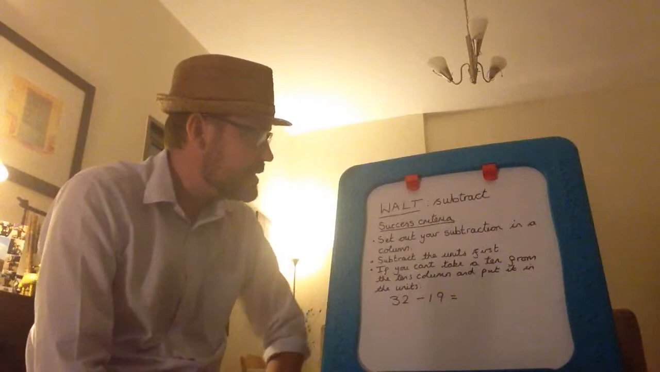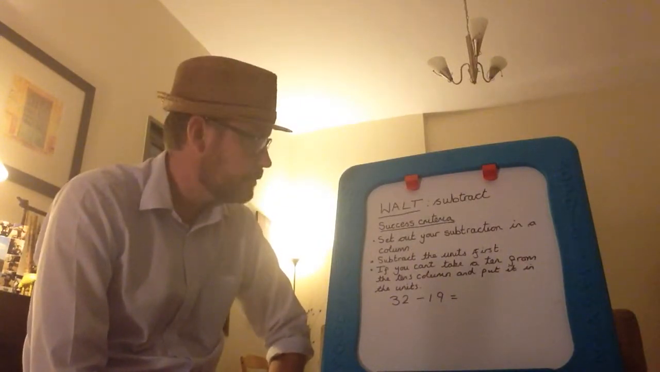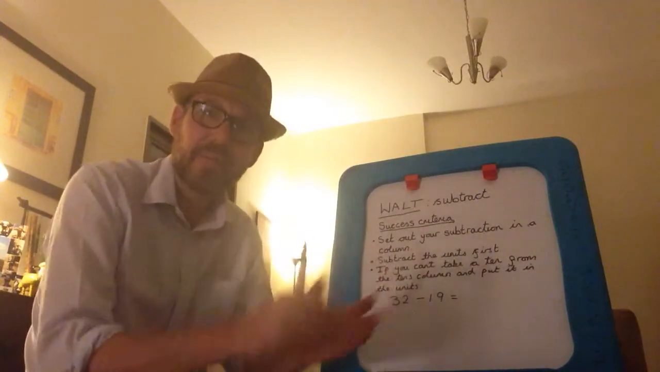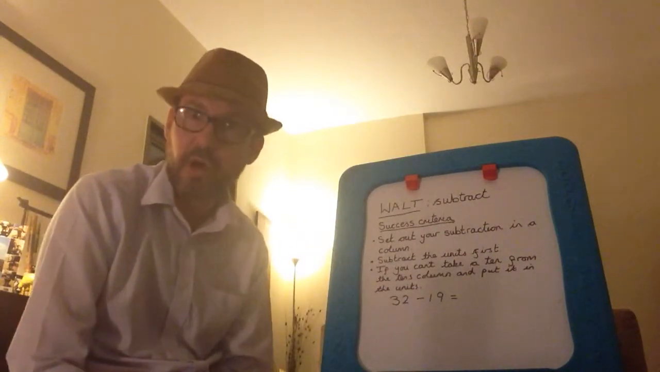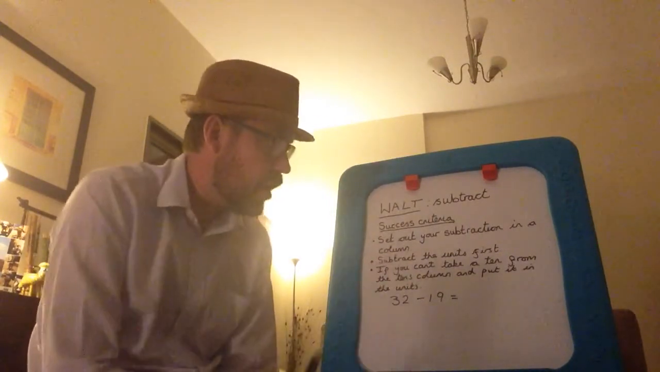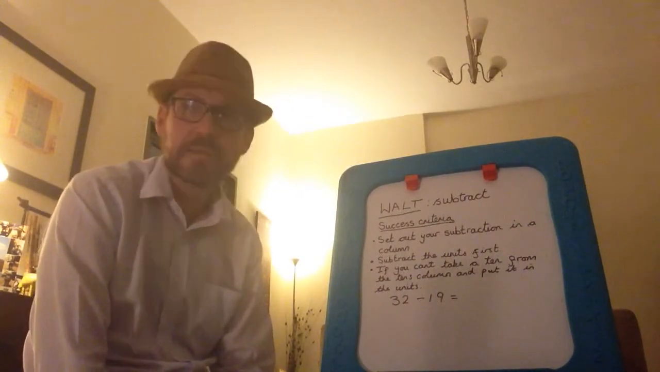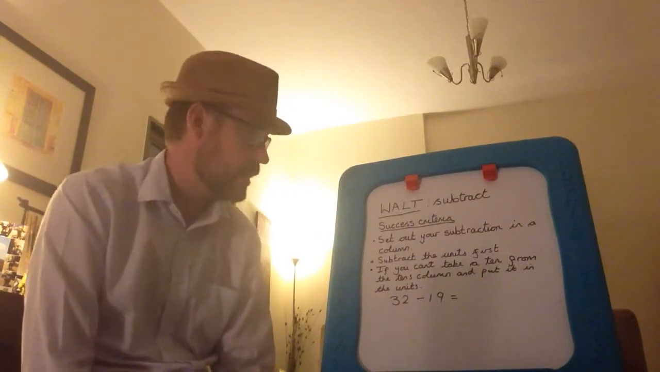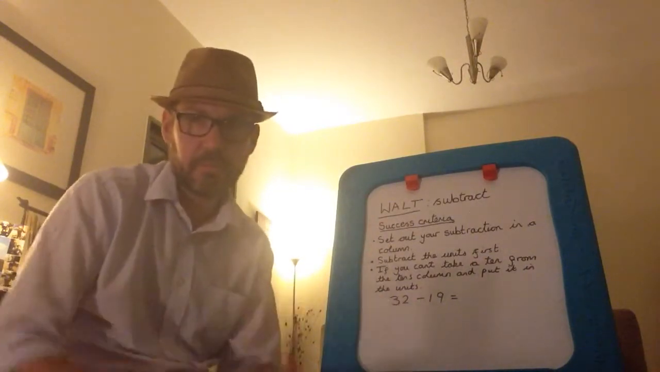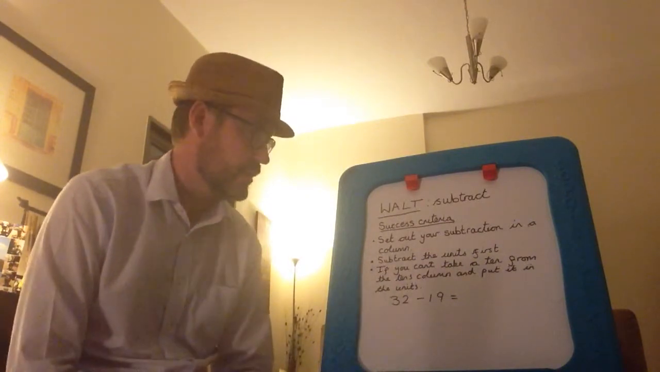What it says here is: set out your subtraction in a column. Subtract the units first, so it's a little bit like when we did our addition. You have to start off with the units first. If you can't, take a 10 from the tens column and put it in the units. Okay? Hopefully this will all be clear when I do my little calculation.